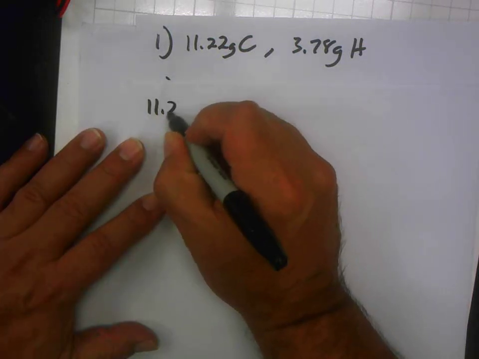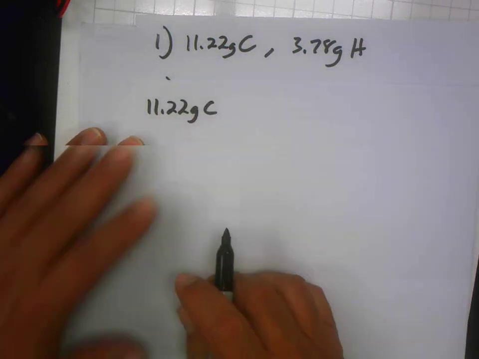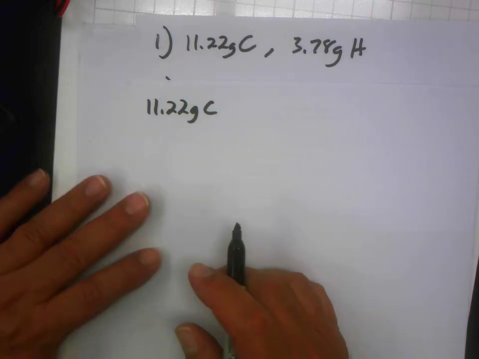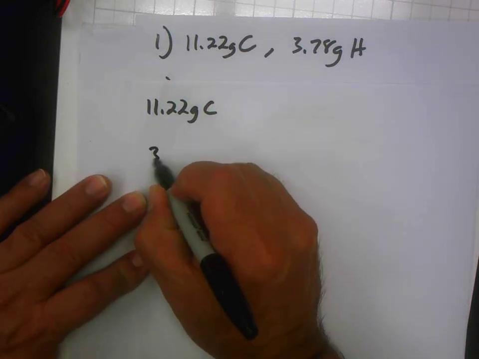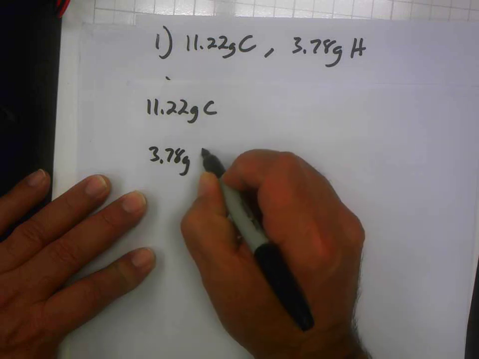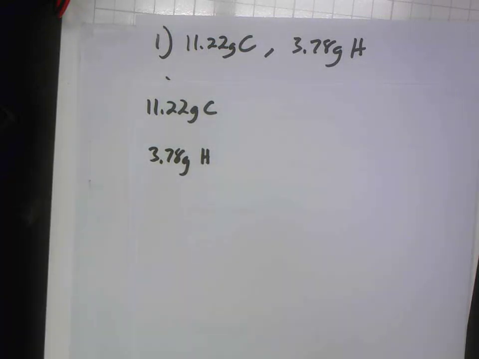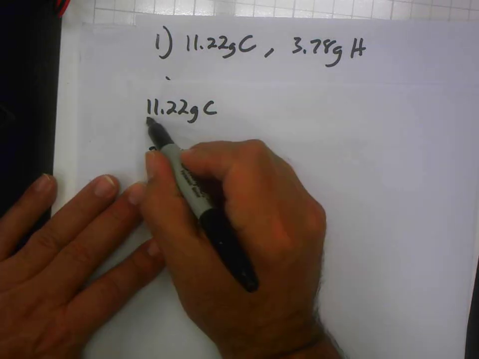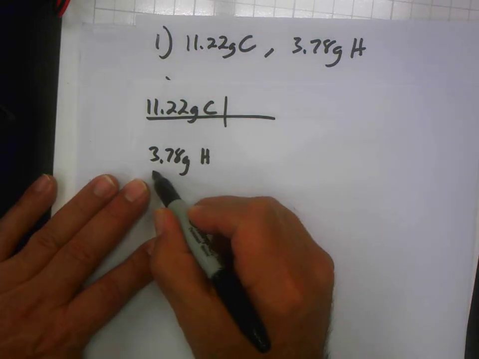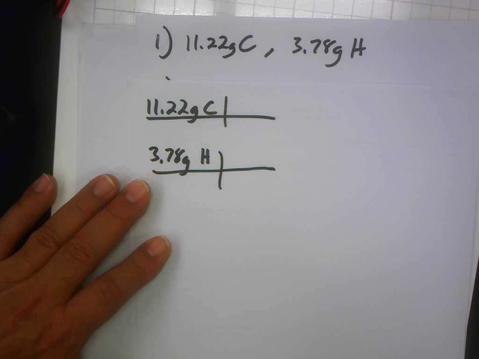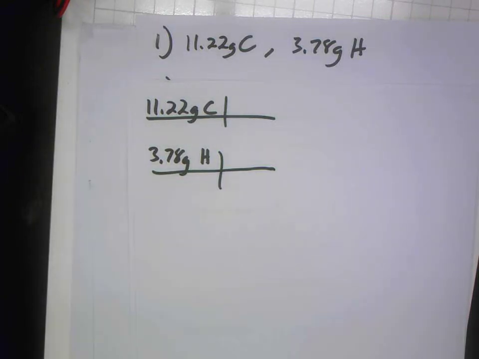So I'm going to take my 11.22 grams of carbon here and my 3.78 grams of hydrogen. I'll write them both down, and I'm going to turn both of them into moles. You'll recall what we do to turn grams into moles is we divide by the atomic mass. So we've got to look up the atomic mass.